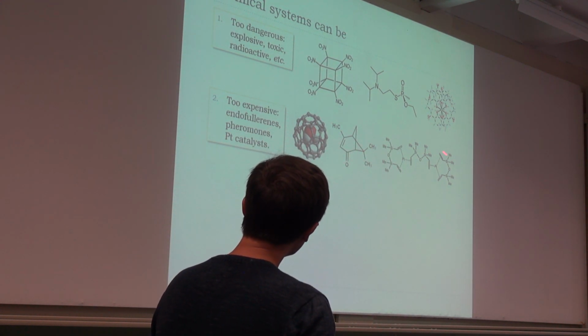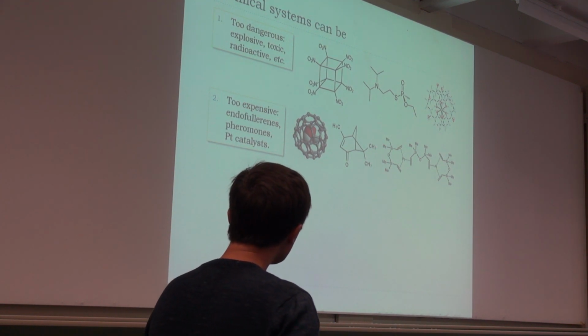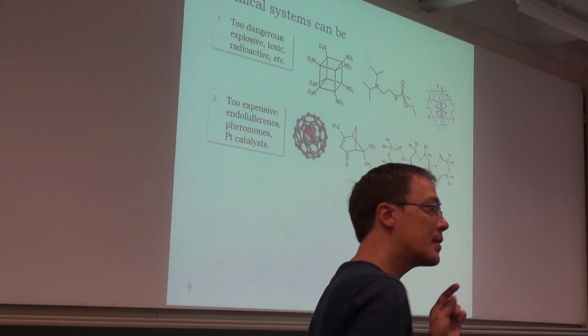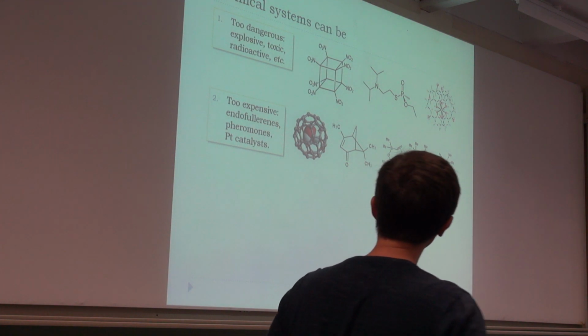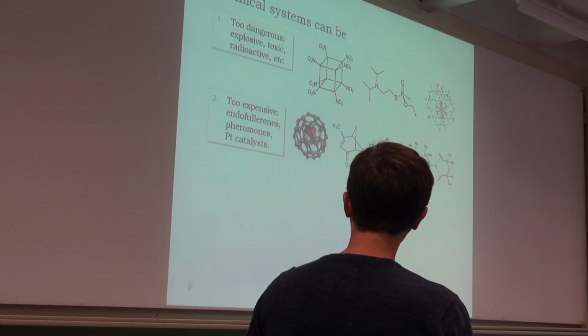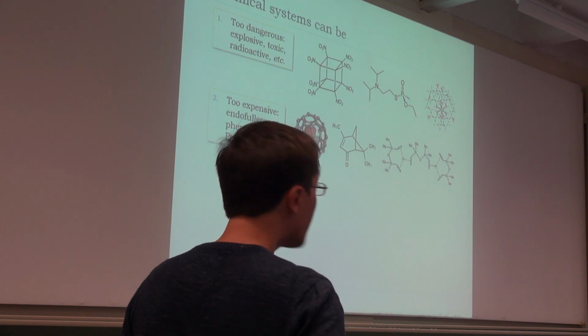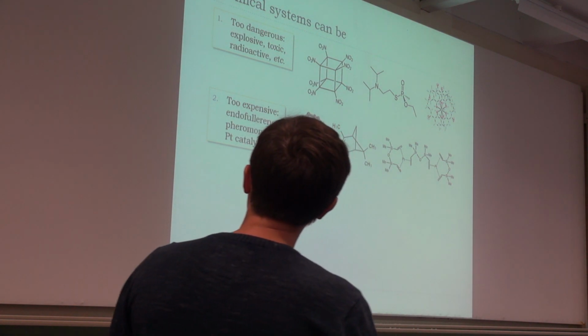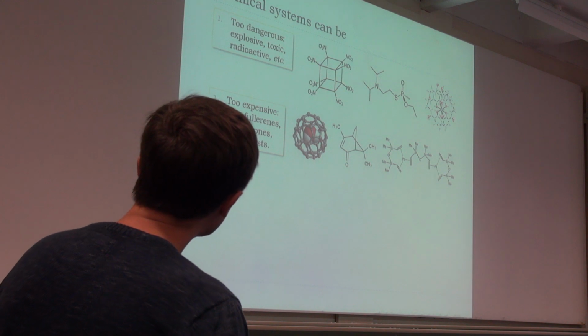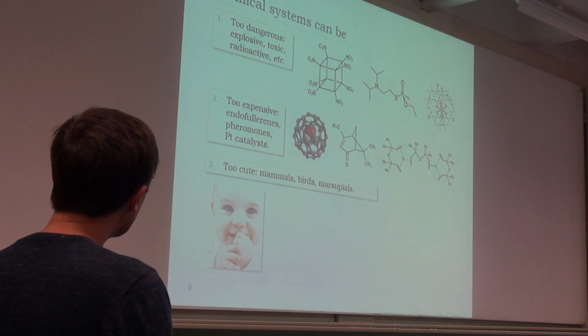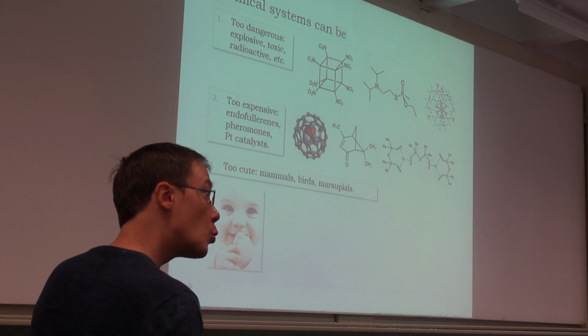This is a platinum-based catalyst that catalyzes the formation of silicon-carbon bonds in situations when you need that. Again, just plain old expensive. So they can be dangerous and they can be uneconomic. The other category of chemical systems that you would not be allowed to experiment with is the cute ones.